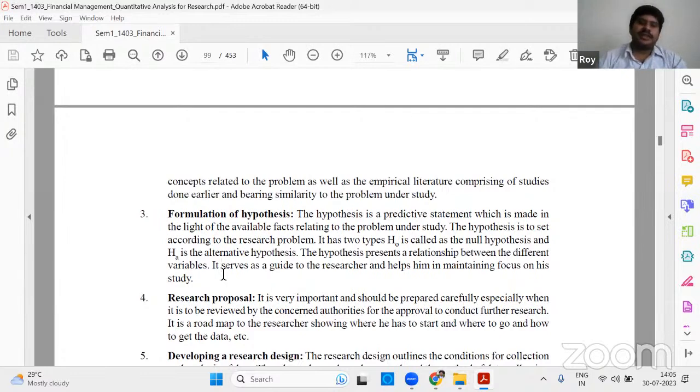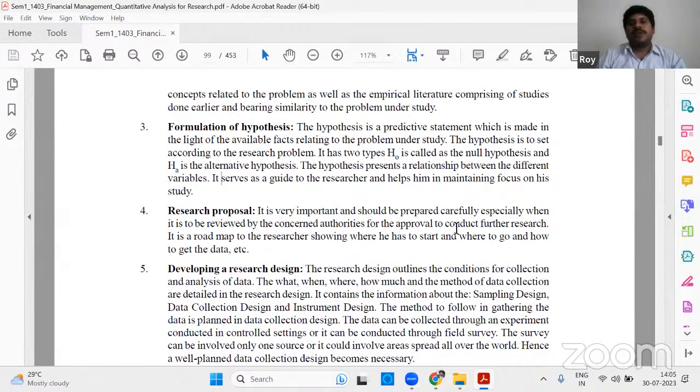After identifying this, I will propose a research. It's very important and should be prepared carefully, especially when it is to be reviewed by the concerned authorities for approval to conduct further research. This is a kind of roadmap to the researcher, showing where he has to start, where to go, and how to get the data. Right. This research proposal will come in that way.